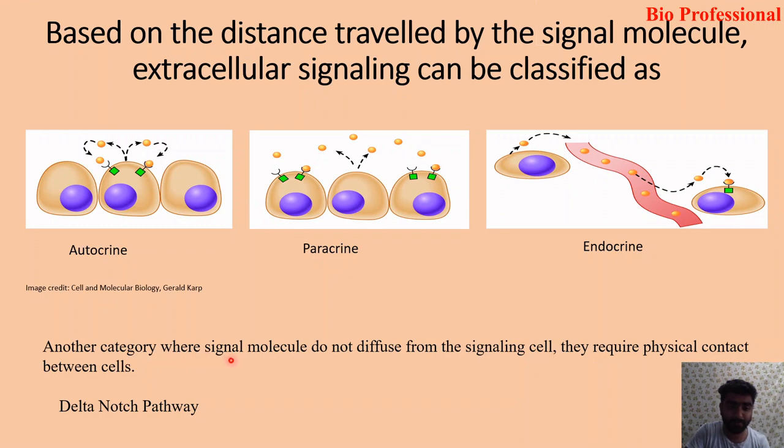In this case, the signal molecules do not diffuse from the signaling cell, they require physical contact between cells. Let's say there are two cells and they contact each other, a physical contact. We will also see how this process goes on. We call it juxtacrine signaling, although I didn't write the name here. An example is the delta notch pathway.